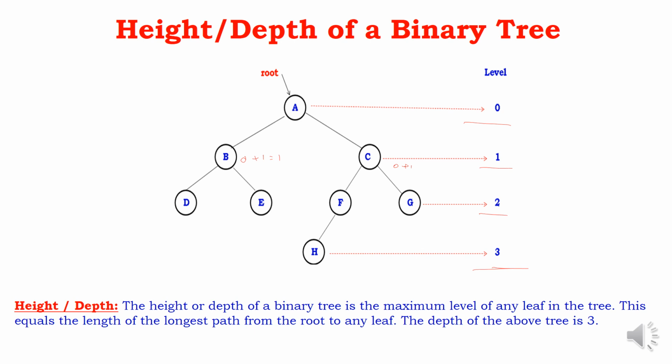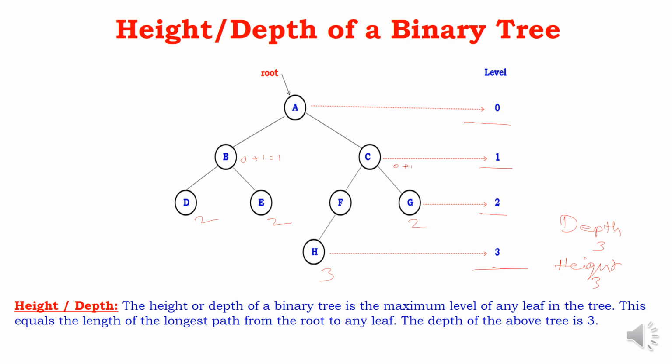So here we have found the level of all the nodes. What is the level of the leaf nodes? Level of D is 2. Level of E is 2. Level of H is 3. Level of G is 2. The maximum level of any leaf node: there are 4 leaf nodes, and the largest level of leaf nodes is 3. So depth is 3, or you may say height is 3. Depth of a binary tree or height of a binary tree.